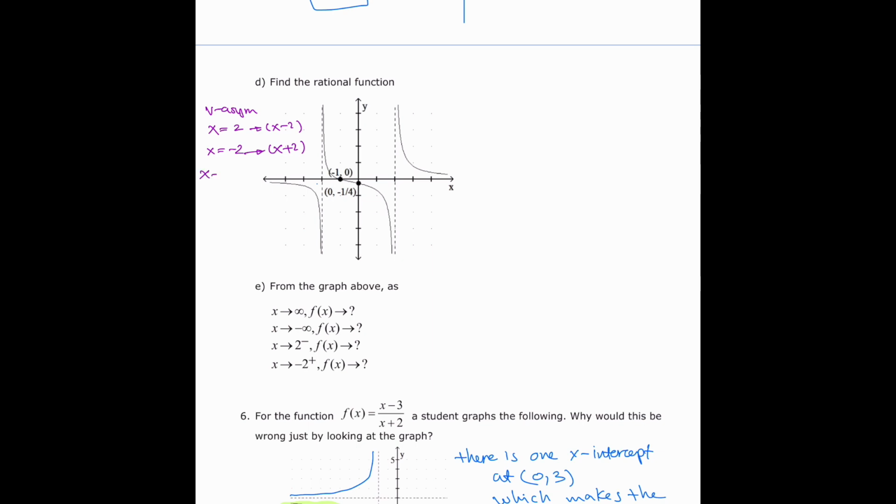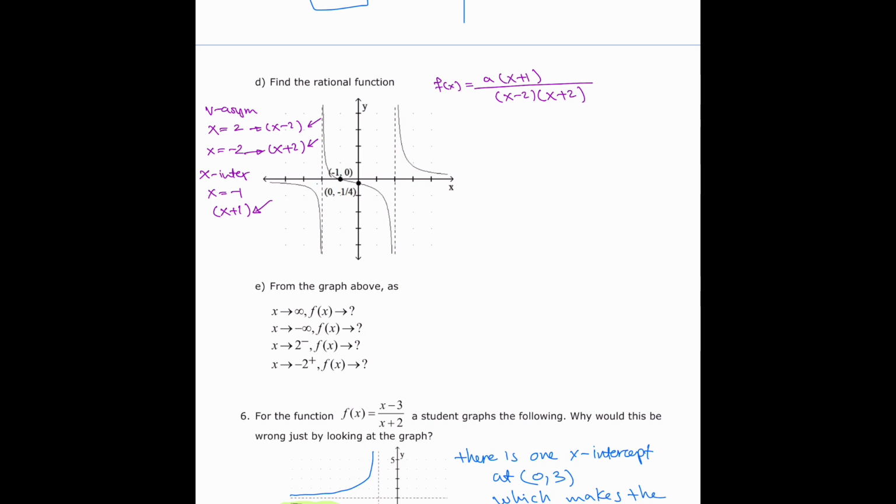From the x-intercepts, we will find the factors in the numerator. So we have x equals negative 1, and the factor is going to be x plus 1 in the numerator. So we have the function f of x equals some a times x plus 1, which comes from the x-intercept, over x minus 2 times x plus 2. This comes from the vertical asymptotes.